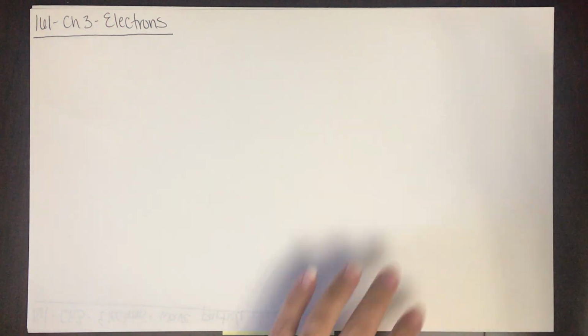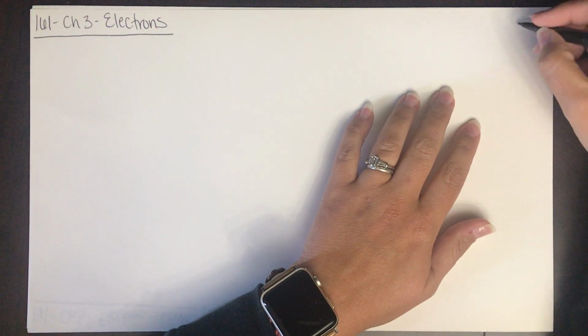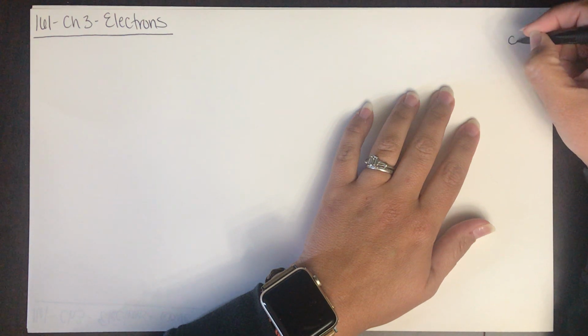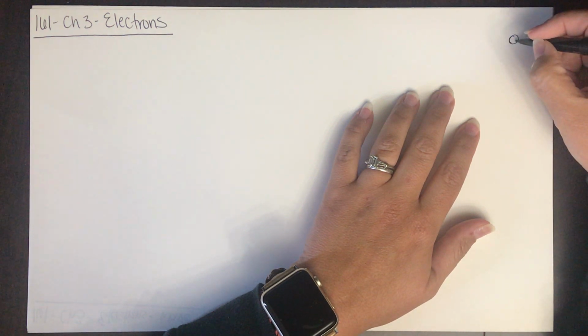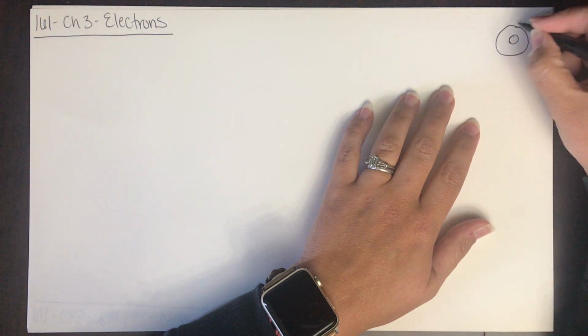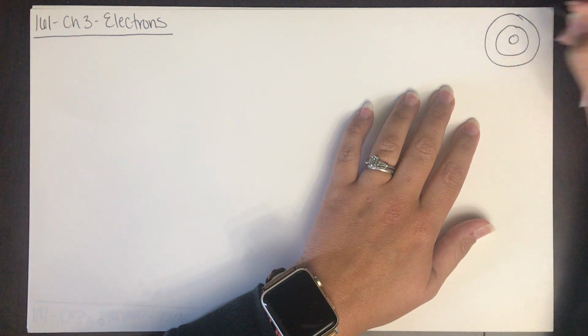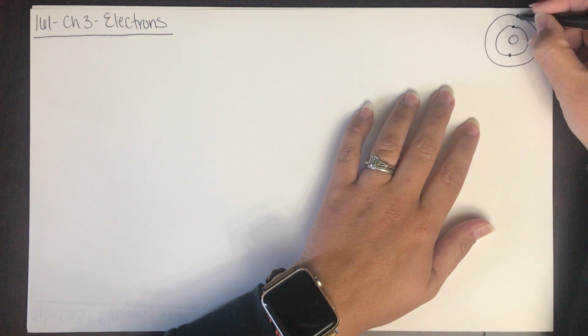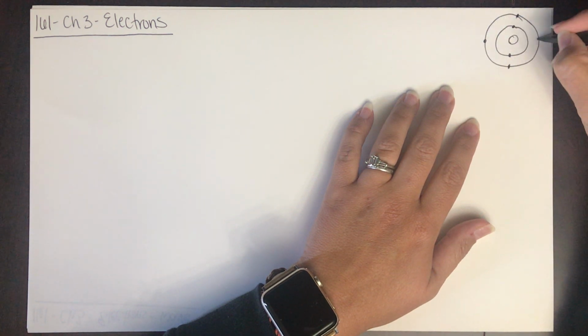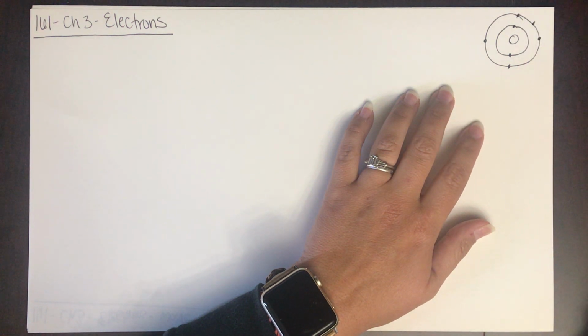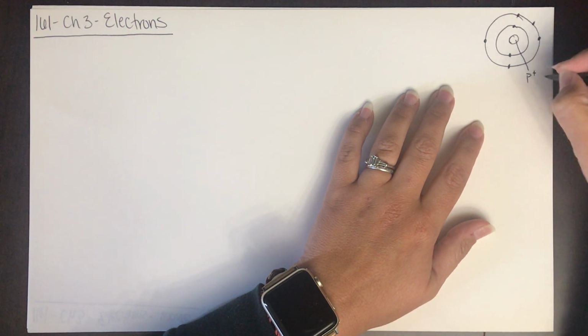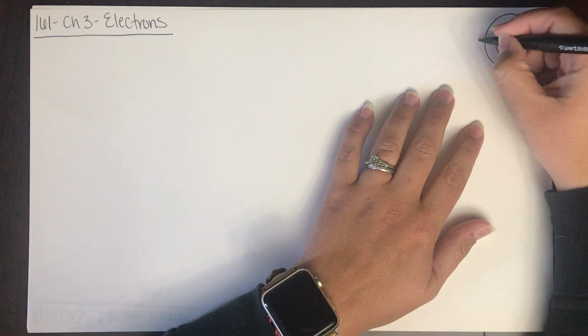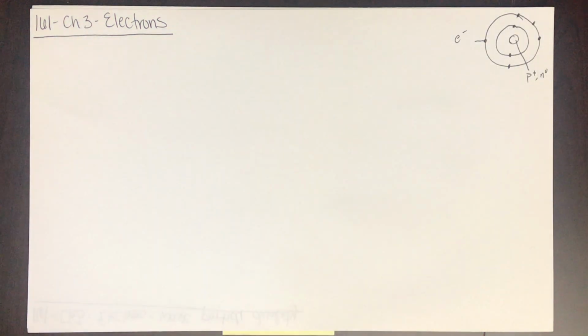So if we remember this false representation of an atom, where you have the nucleus in the middle, and inside the nucleus you have the protons and the neutrons, and then orbiting the nucleus, kind of like the planets orbit the sun, we would find the electrons, however many there are. So we said this really isn't the most correct way to think about an atom, and we're going to talk about that more in this chapter.